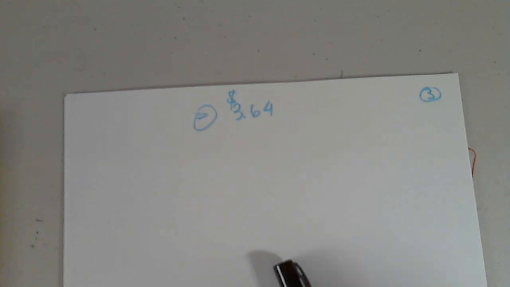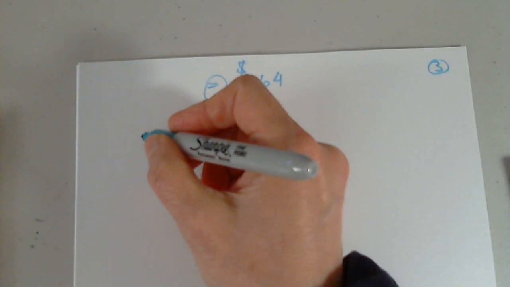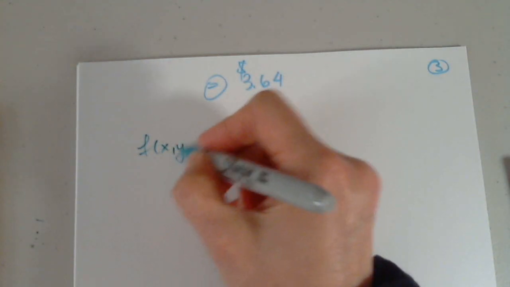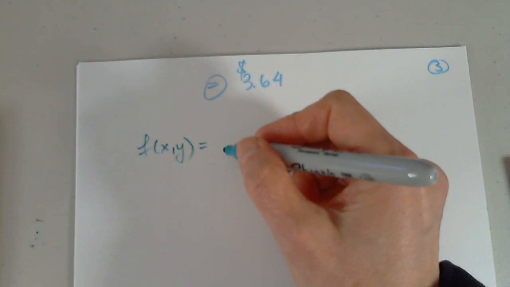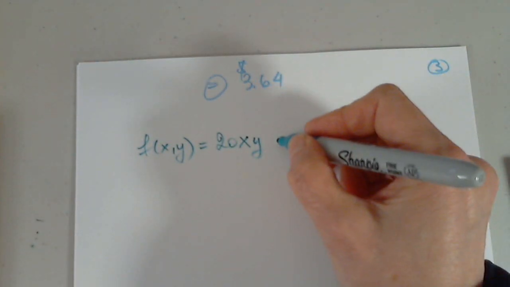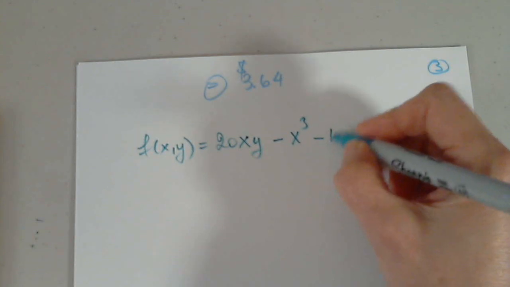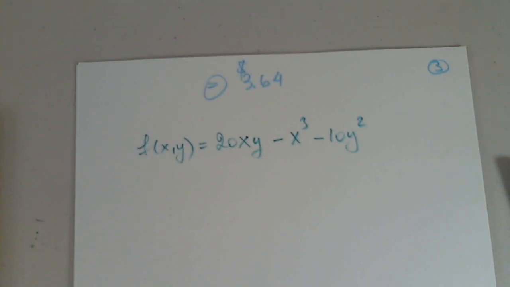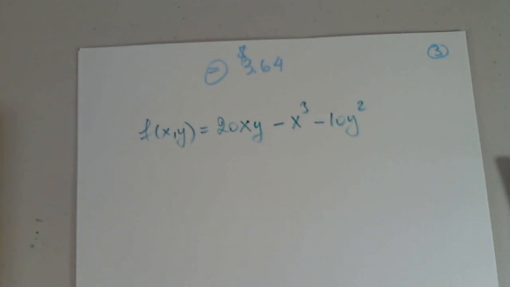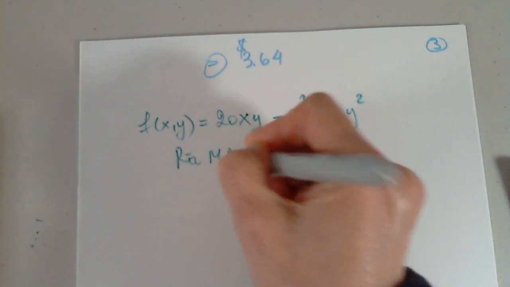So can you do one from 6.3? Yes, of course. Math. It's saying f of x, y equals 20xy minus x cubed minus 10y squared. Good. What are we doing? It says to find the relative maximum and minimum value. Okay, so we want the relative max or min.